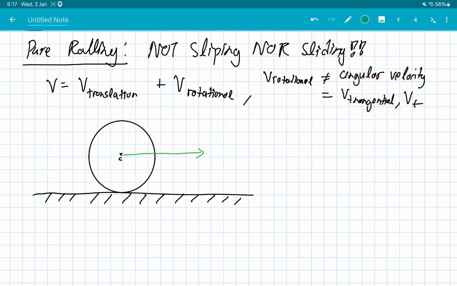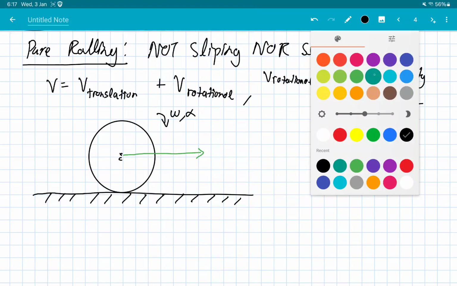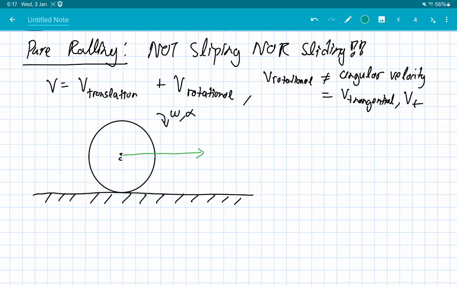As it rotates from left to right, it moves at an angular velocity, and I'm going to say it's massless, so it doesn't have inertia. As it's rotating, it has a tangential velocity in this direction, this direction, this direction, and this direction. I'm going to call these VT, VT, and VT.